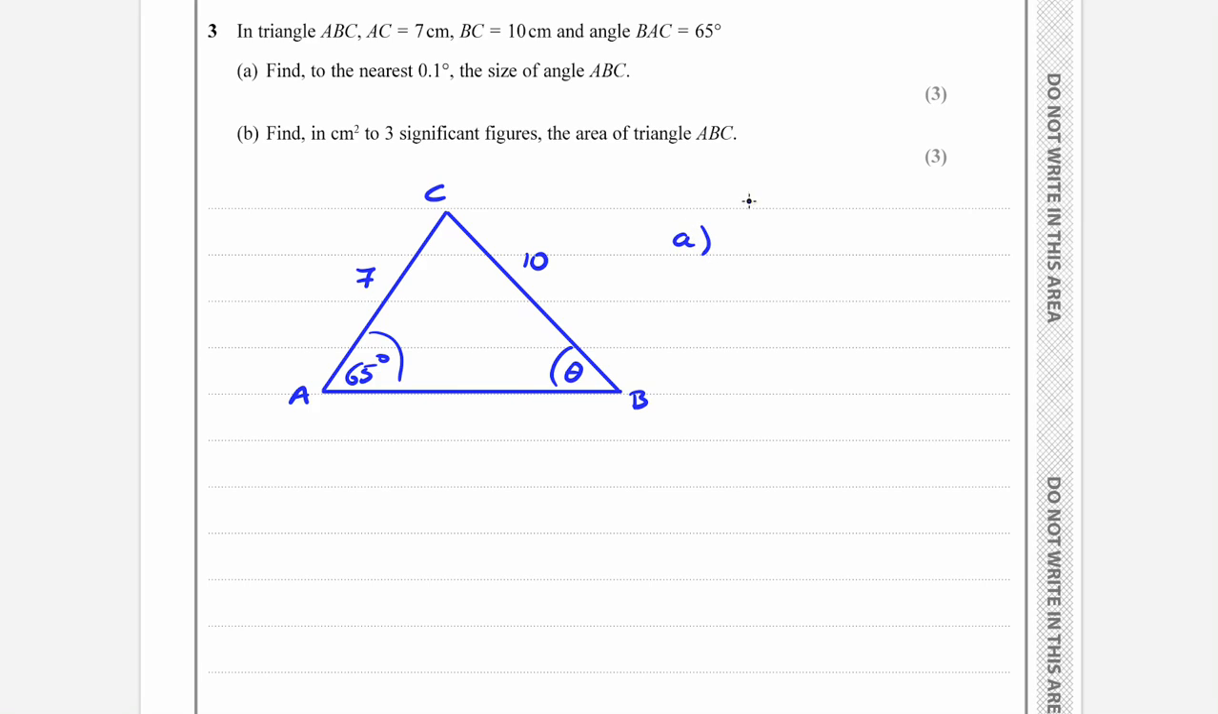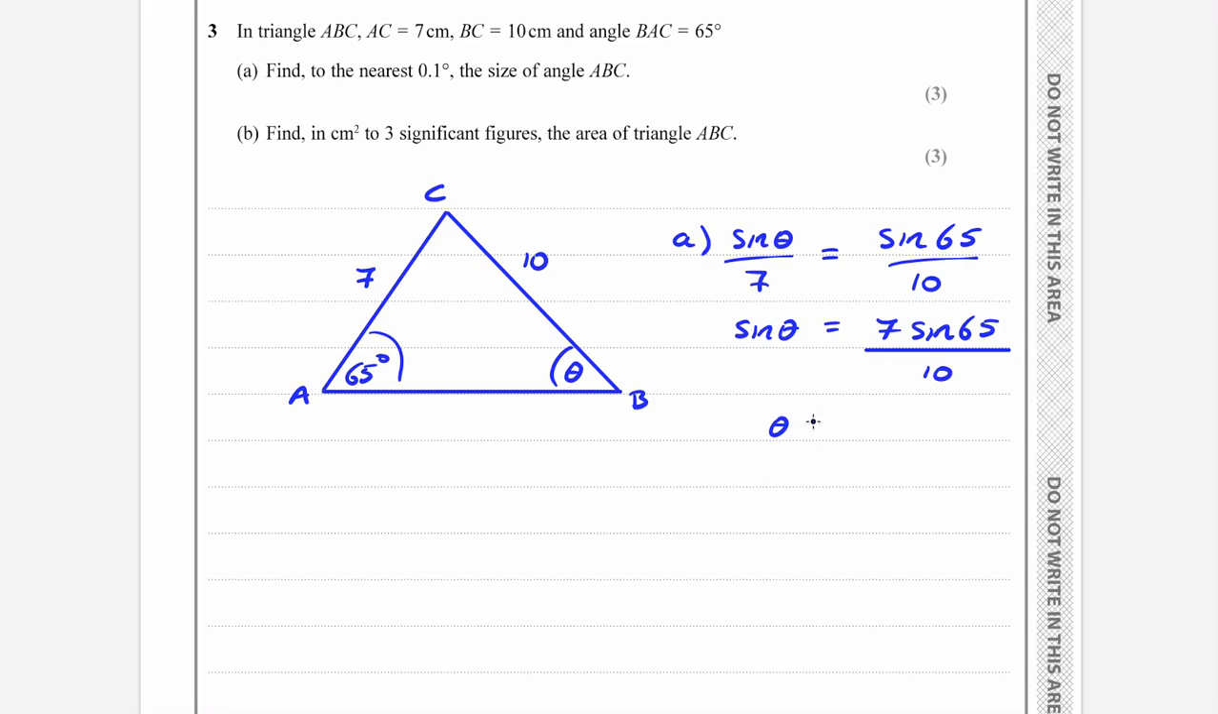This is just a sine rule. So I'm going to do sine theta over 7, sorry, sine of this angle over this side equals sine of this angle over 10. So sine 65 over 10. Multiply across, sine theta equals 7 sine 65 over 10. And then theta is the inverse sine of this.